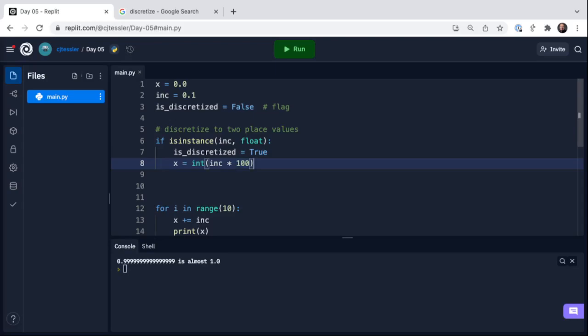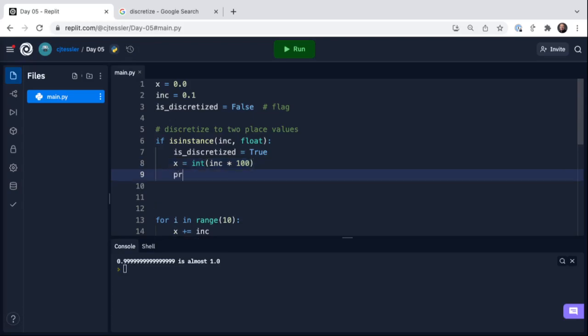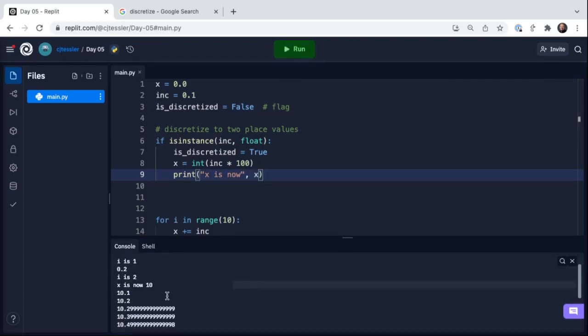So if you think about the logic, let's run it through. Print x now. X is now, just so you see it, x. So let's run that. And you can see right here, x is now 10. We've multiplied it by 100. 0.1 times 100 is going to give you 10. So that is the discretization process.